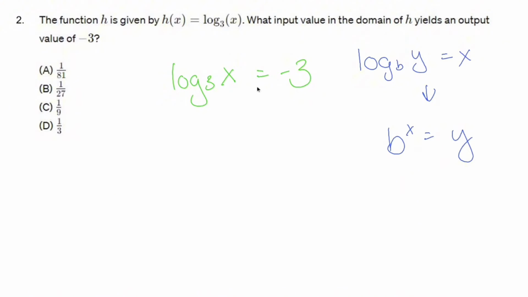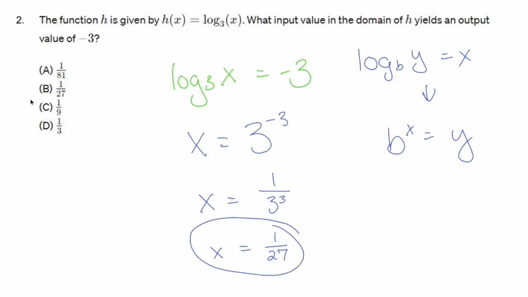So what that does with this guy, and I know this is x and that's y, don't overthink it. You're going to write out x equals 3 to the negative 3. Just have it written backwards. So let me see. 3 to the negative 3 is 1 over 3 to the third. And 3 to the third is 27. So x is going to equal 1 over 27, which is B. That's problem 2. I hope this helps.